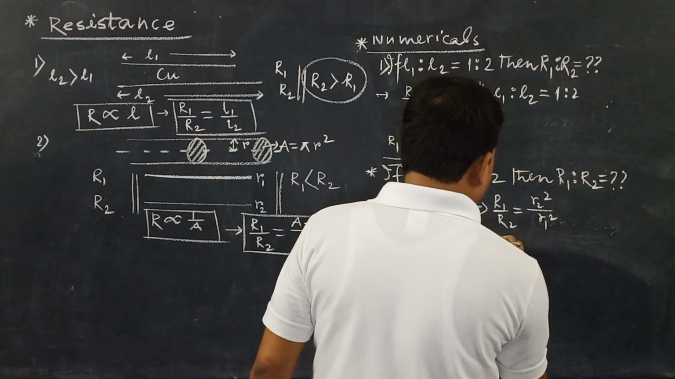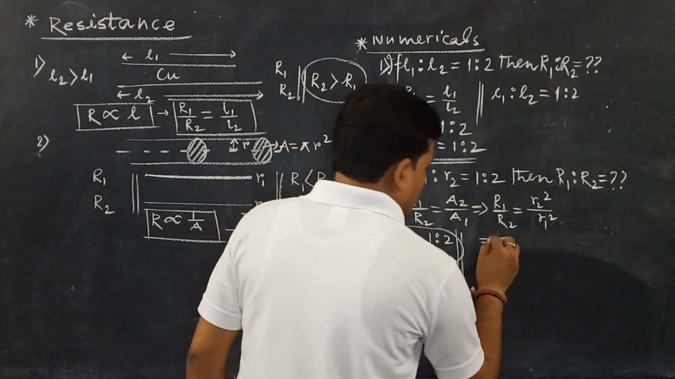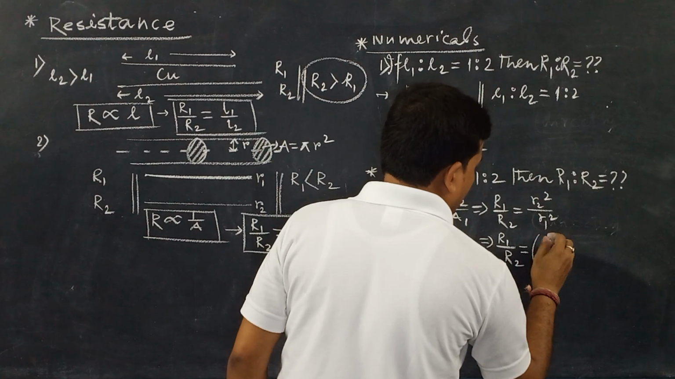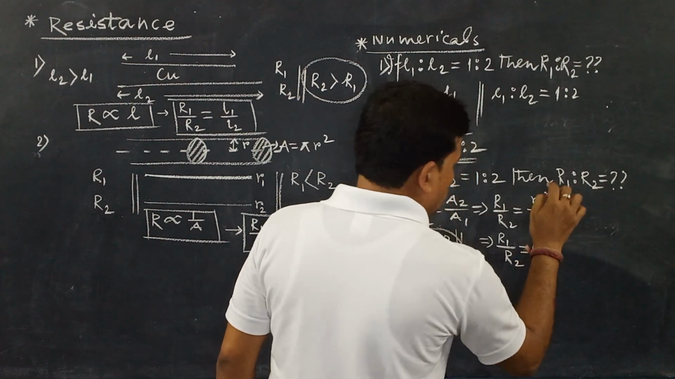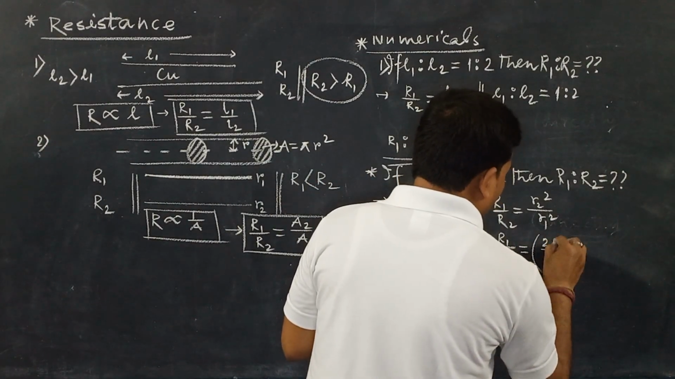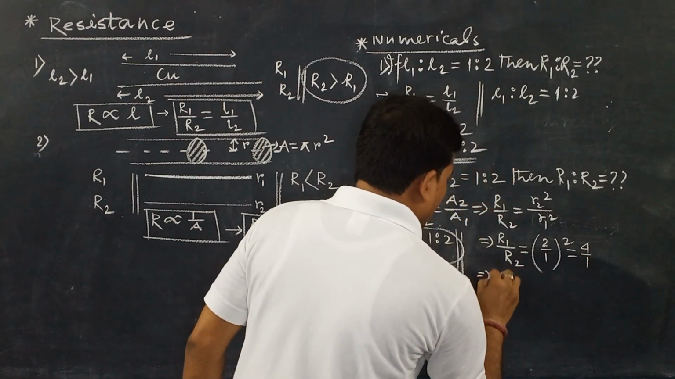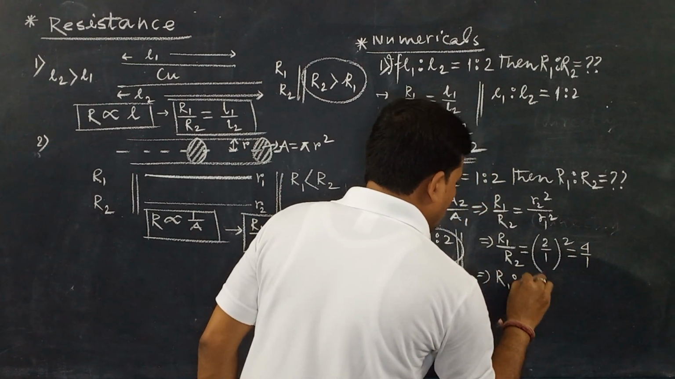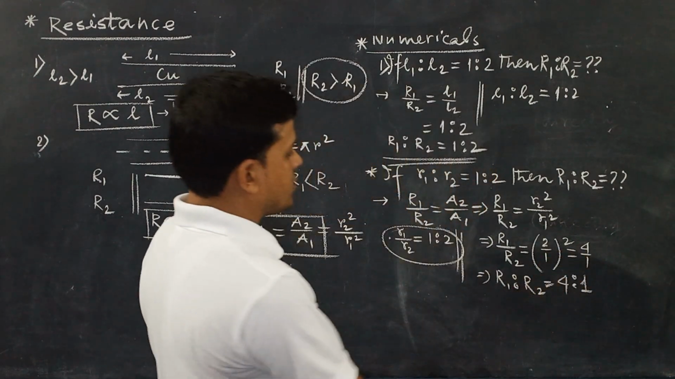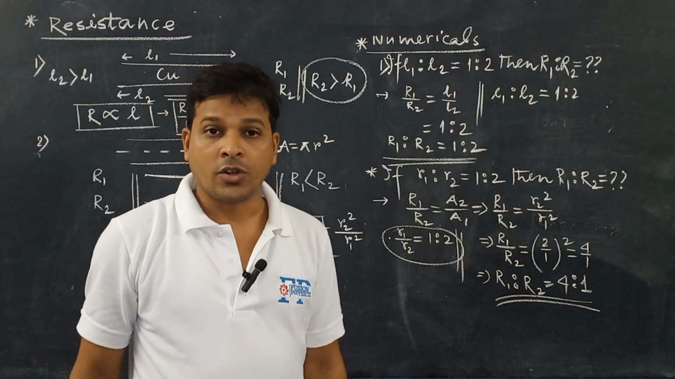So we can write the ratio of the resistances, capital R1 by R2, as small r2 square by small r1 square, that means 2 by 1 square, which equals 4 by 1. Therefore the relation will be R1 is to R2 equals 4 is to 1. This result also shows that the thin wire offers more resistance.